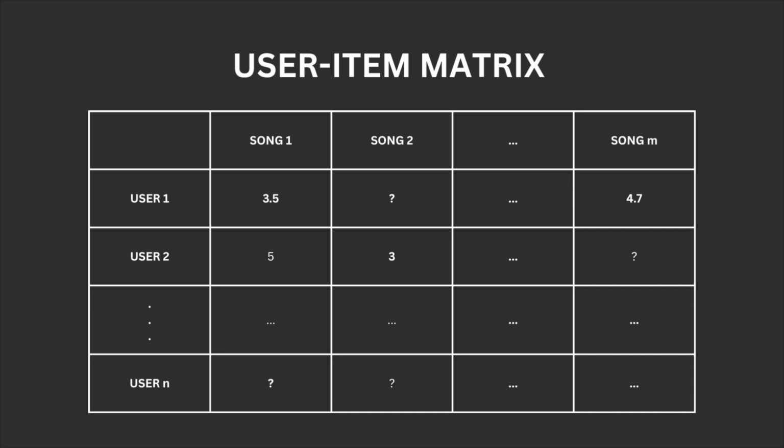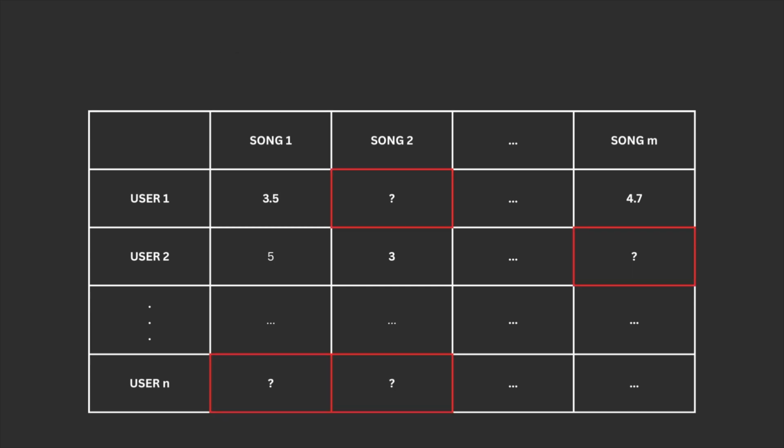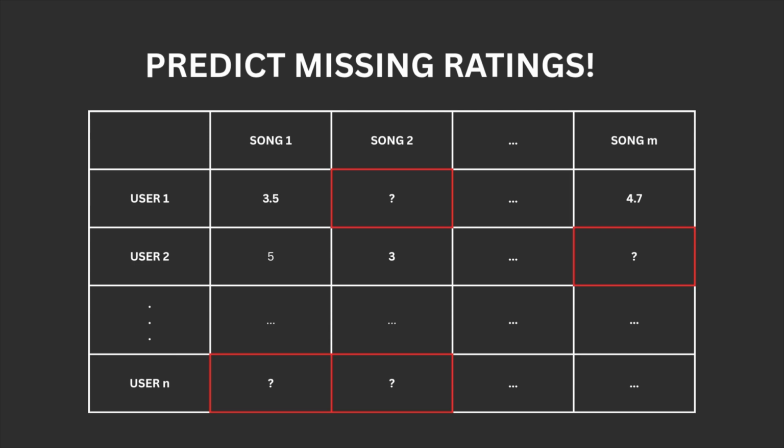Played it on repeat? Maybe that's a 5. Or skipped it in 3 seconds? That's a 0. Pretty cool, right? But here's the thing. Most of that matrix is empty. No one's listened to every song, and Spotify has millions. But those blanks, they're not a problem. They're an opportunity. We can predict them. That's where the math kicks in.